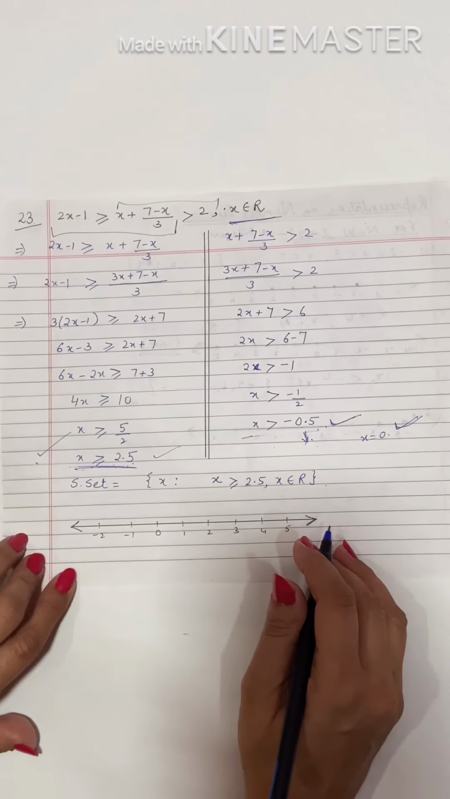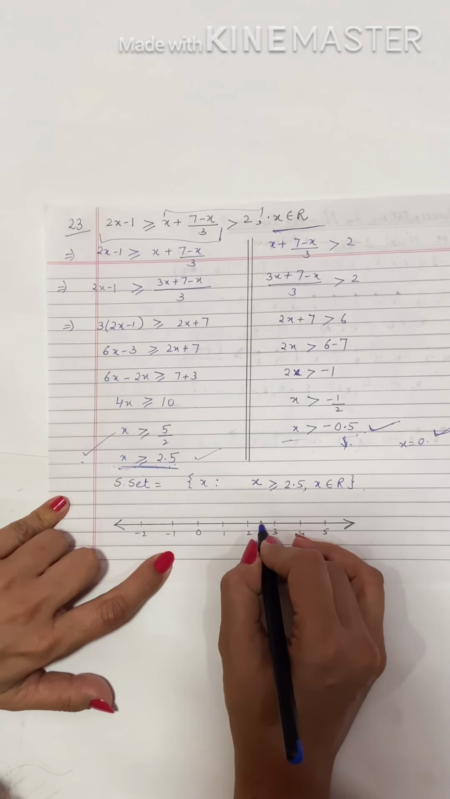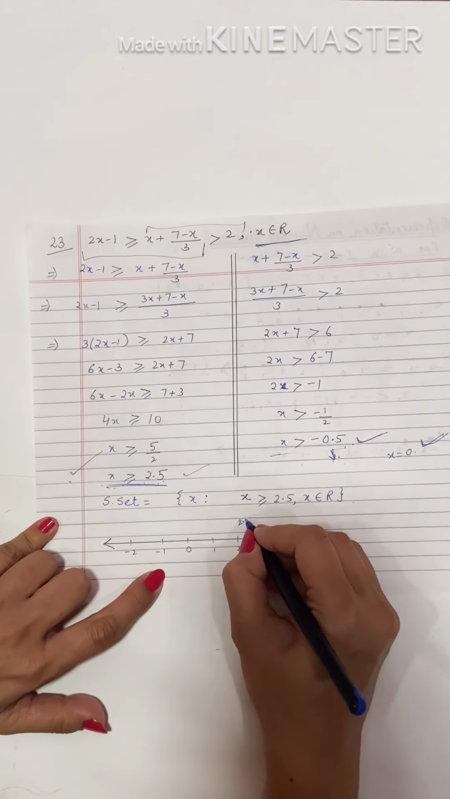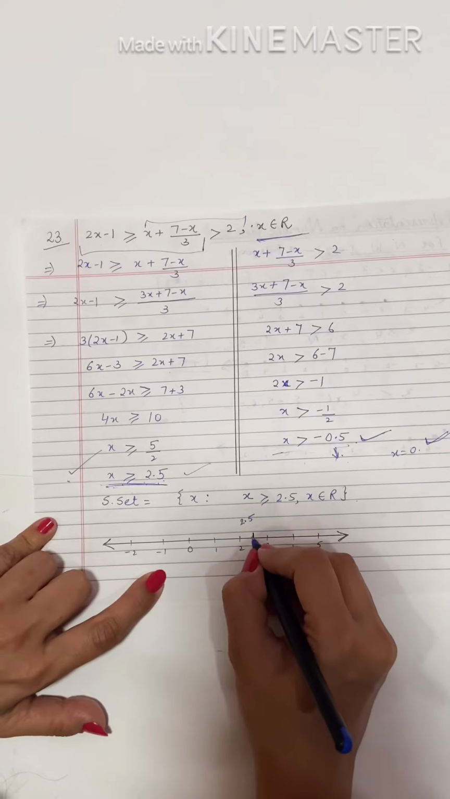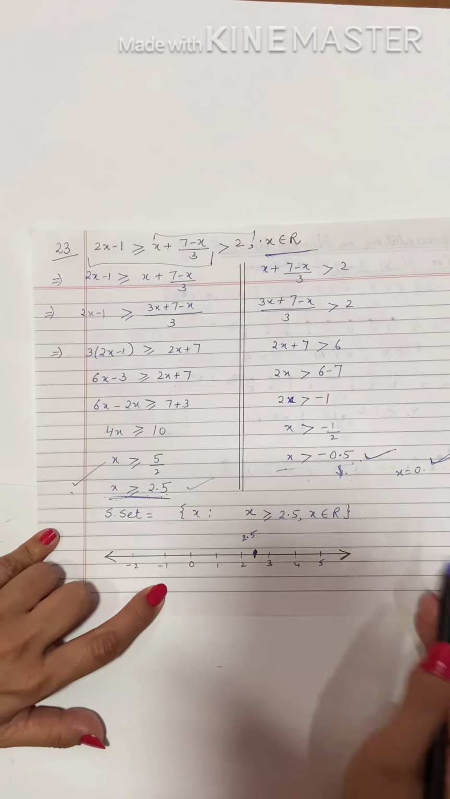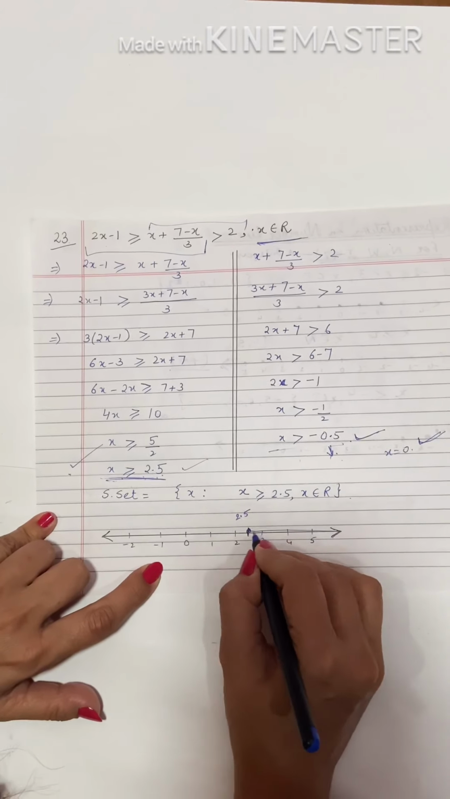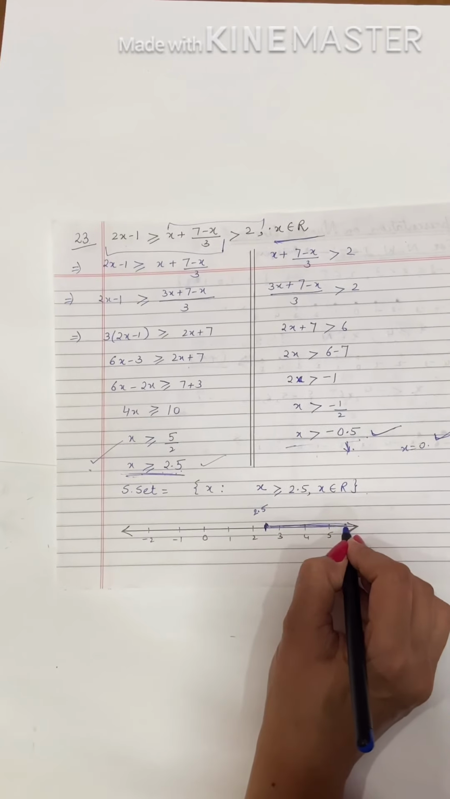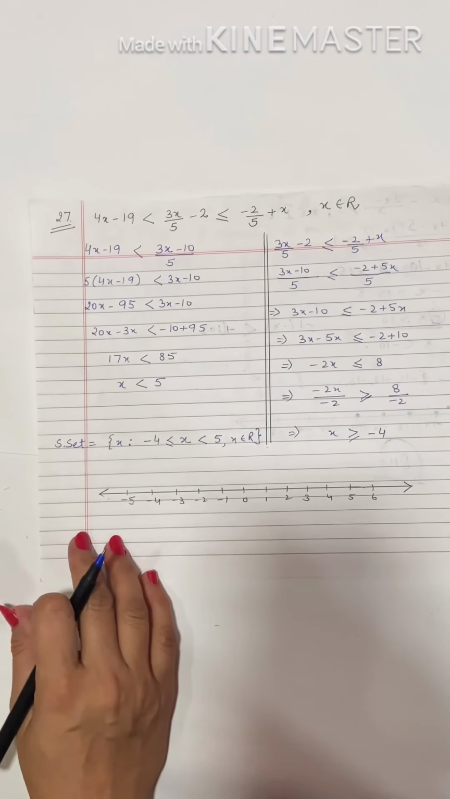Now see how you are going to represent it on the number line. This is the point exactly between 2 and 3. You will mark this point and write it as 2.5. It is very important to write down this point. Then darken this point, and since it is greater than or equal to 2.5 and going up to plus infinity, we have darkened this 2.5 and then dark it up to the arrow, so that means it goes up to plus infinity. Okay, now see the next question, number 27.